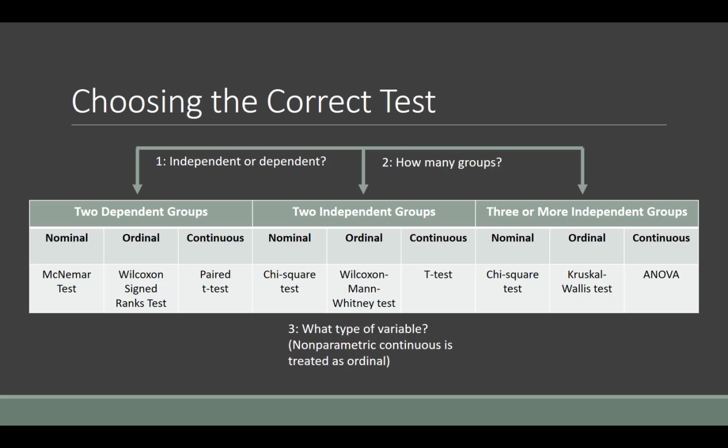Now remember what we just said on the last slide. If the continuous variable is non-parametric, so if I have two independent groups with a continuous variable, I'm trying to use the t-test, but my data is non-parametric, I would then switch over to the ordinal test, which is the Wilcoxon-Mann-Whitney test. So know how to use this table and arrive at the correct test for your quiz in the coming week.